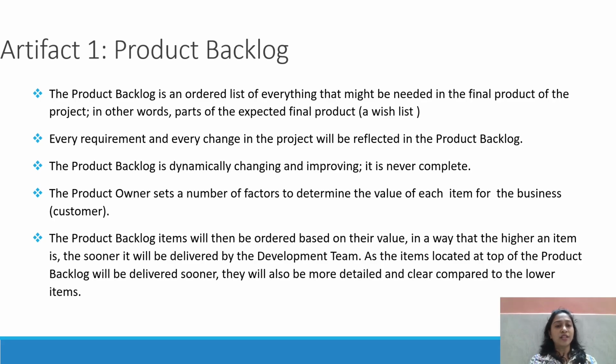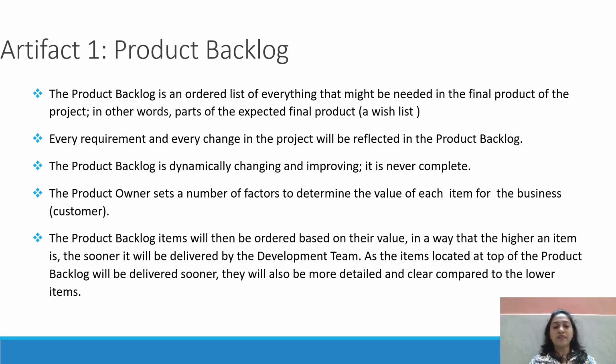In this slide you can see the first artifact is the product backlog. The product backlog is an ordered list of everything that might be needed in the final product of the project. In other words, parts of the expected final product, a wish list. Every requirement and every change in the project will be reflected in the product backlog. The product backlog is dynamically changing and improving. It is never complete.